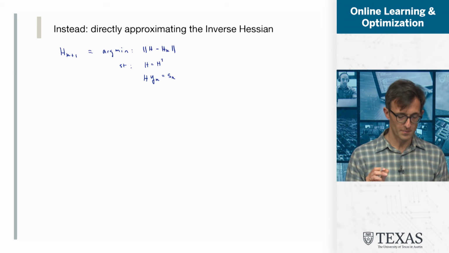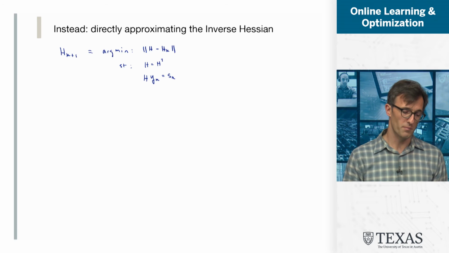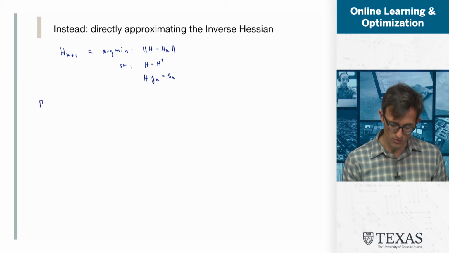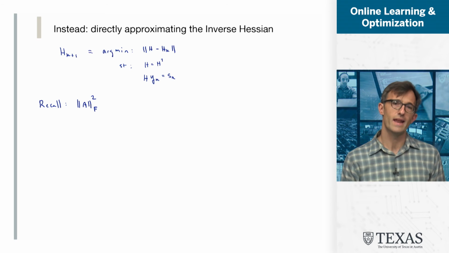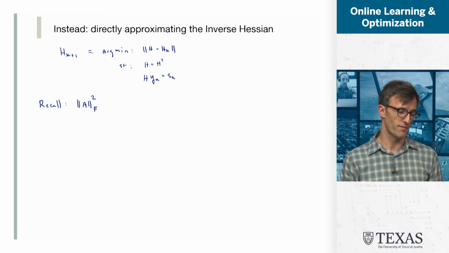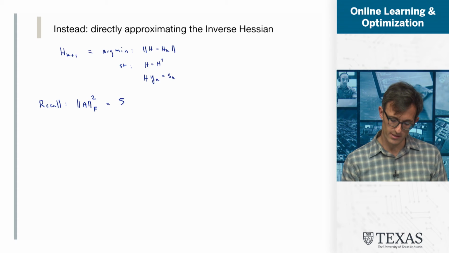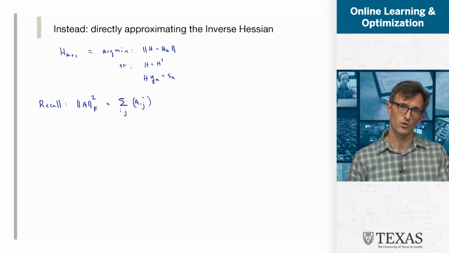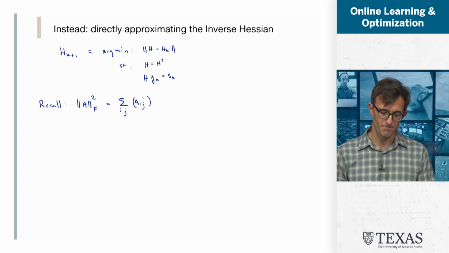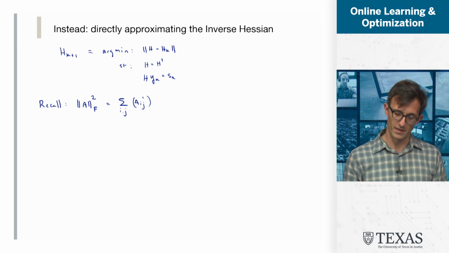BFGS specifically uses a weighted Frobenius norm. So let me remind you what this is. If I have a matrix A, the Frobenius norm of A is really an analog of the L2 norm of a vector. So in other words, it's just the sum over all the elements of A squared. The same way that the Euclidean norm squared of a vector is just x1 squared plus x2 squared plus x3 squared and so on.